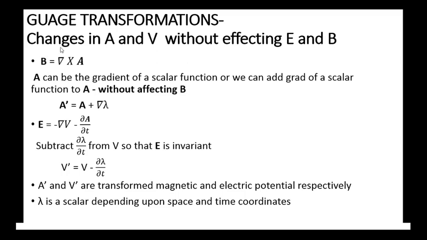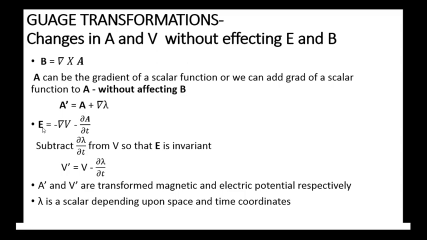See, we are having the expression B is equal to del cross A. Now we are changing A such that B will remain unchanged, so that we are having a new vector potential, and this new vector potential is represented by A dash, which is equal to A plus gradient of a scalar function, that is A plus del lambda. So even though we are making this change, there will not be any change in B. So such transformation is known as gauge transformation.